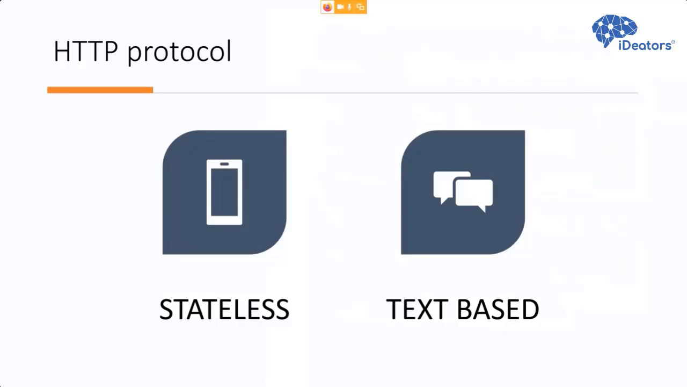So let's try to understand the HTTP protocol. To understand the web, we need to understand what the HTTP protocol is all about. There are two features of the HTTP protocol which differentiate it from other protocols. Those two features are that it is stateless and it is text-based.